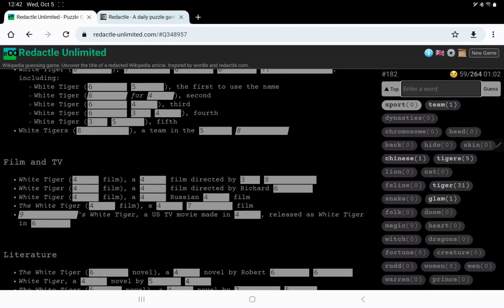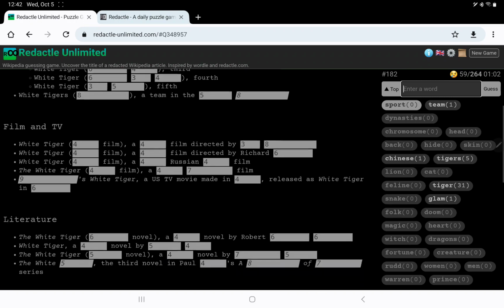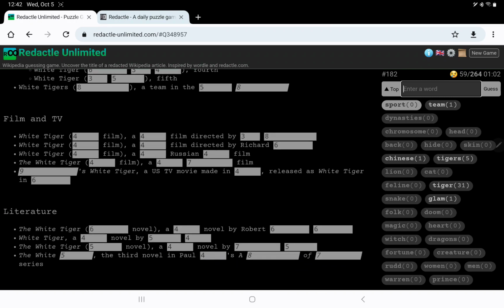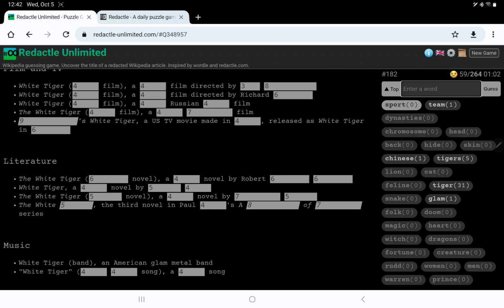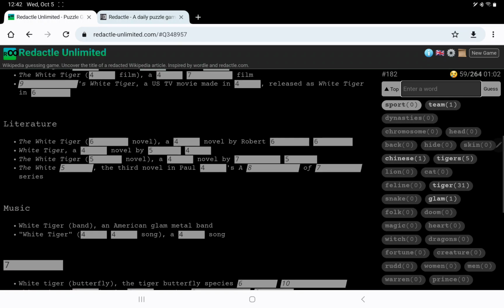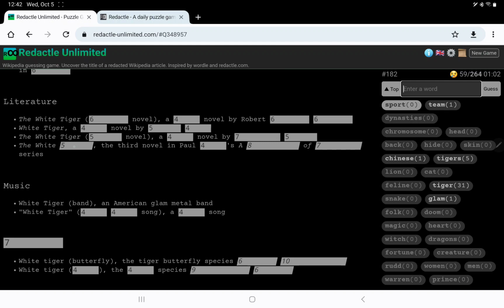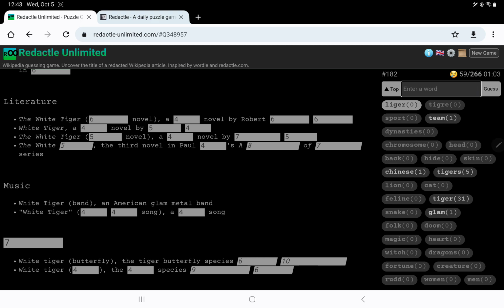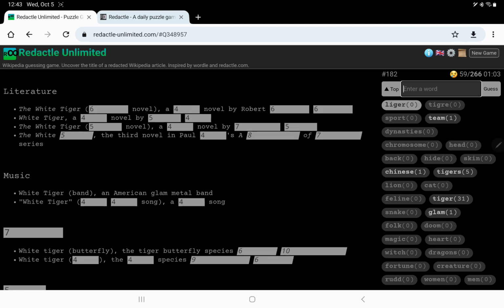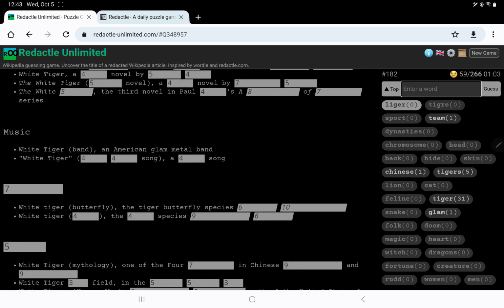And then I don't think I know any of these films. Somebody's White Tiger. Are any of these novels? Now this is interesting. This one isn't tiger, and yet it's listed. Could it be tigre? No. Oh, maybe liger? No. And then White Tiger, a song by, who had a song called White Tiger? Kate Bush? No.